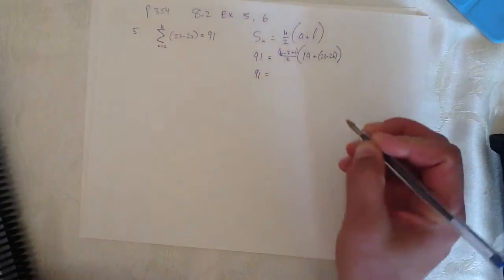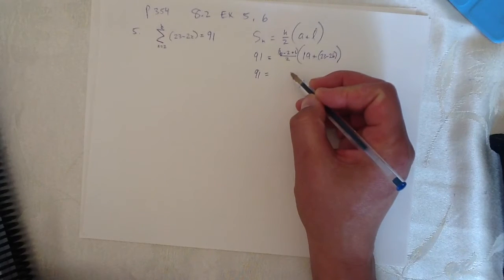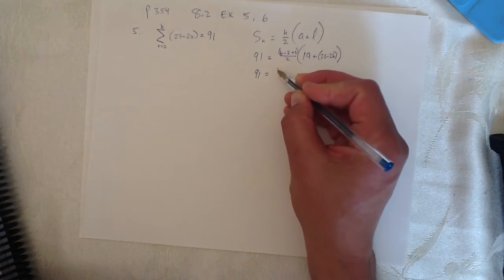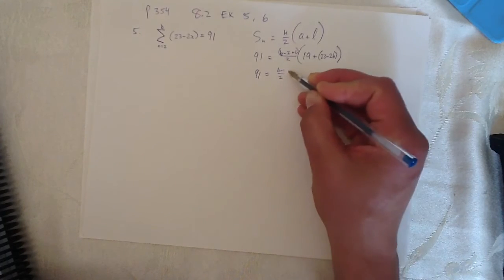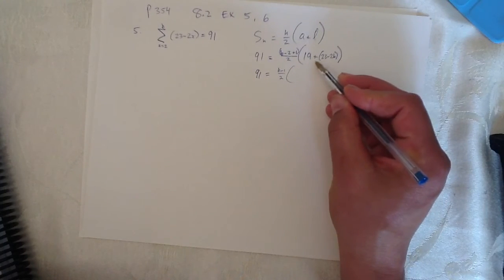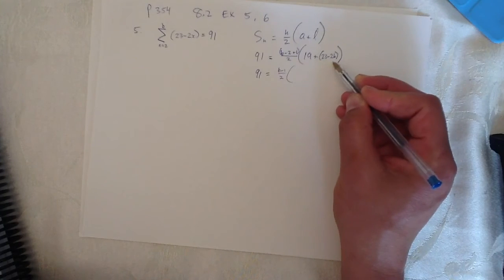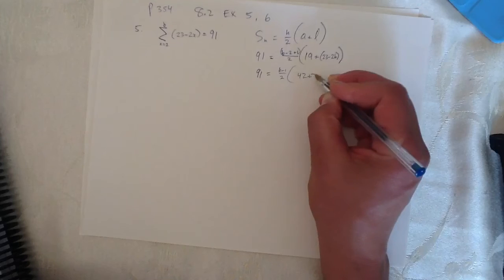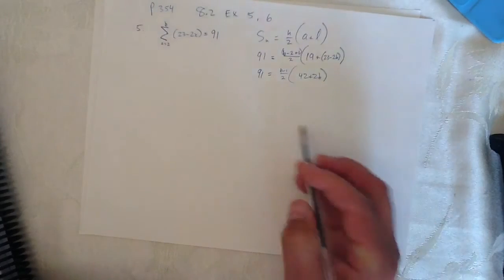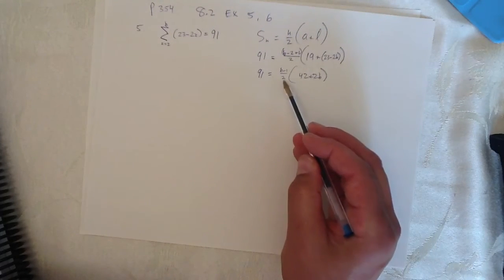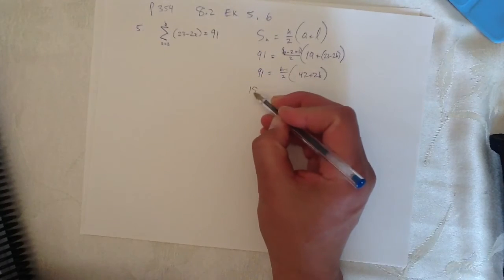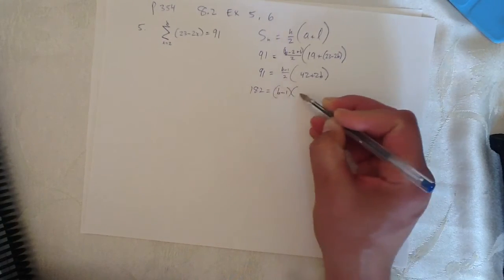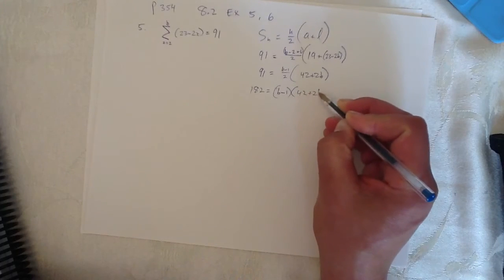Okay, you're back. You didn't pause it, did you? You should have. Anyways, b minus 2 plus 1 is the same as b minus 1, over 2 times 19 plus 23 minus 2b. So 19 plus 23 is 42, so that's 42 minus 2b. Multiply both sides by 2 to get rid of this fraction. We get 182 equals b minus 1 times 42 minus 2b.